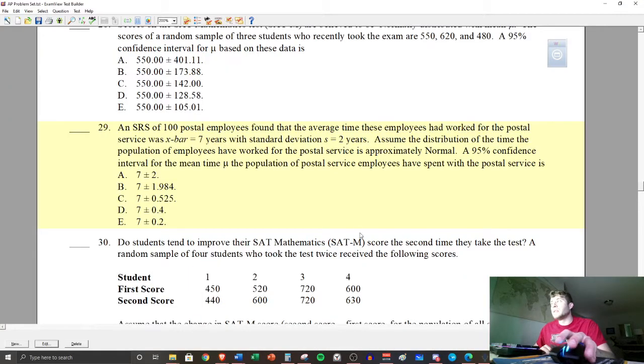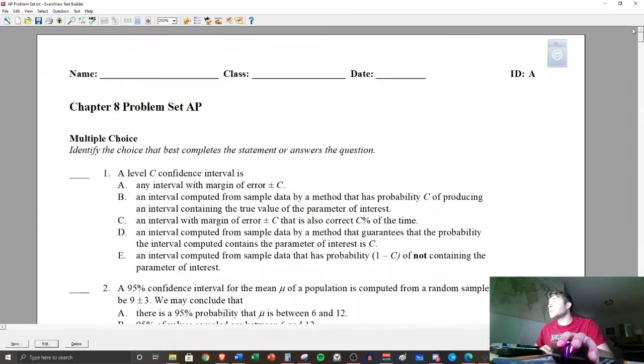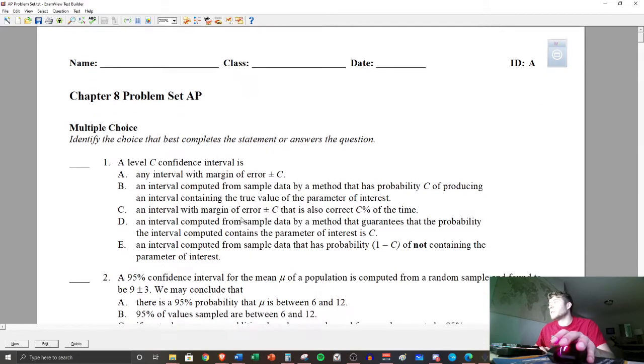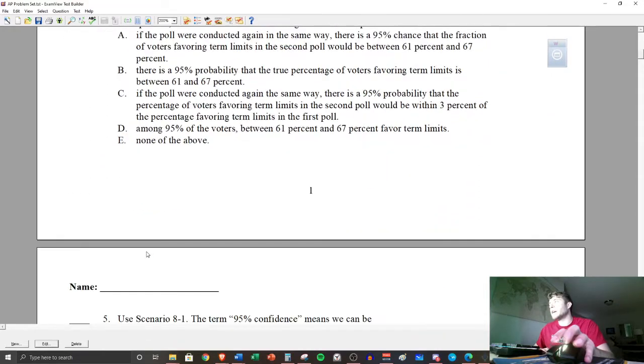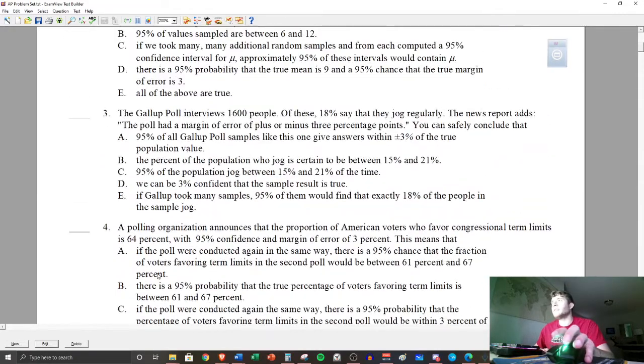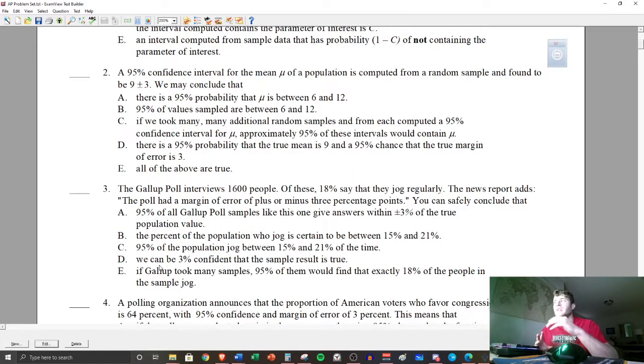Okay, so now we can answer a few questions on here. You should be able to answer most of the front. Those questions are quite complicated. You're having to use the interpretations and those definitions to help you with these.